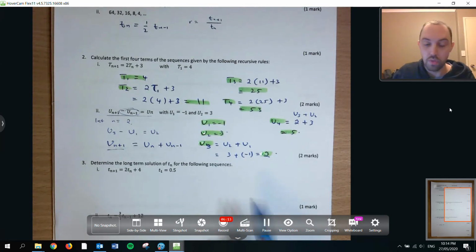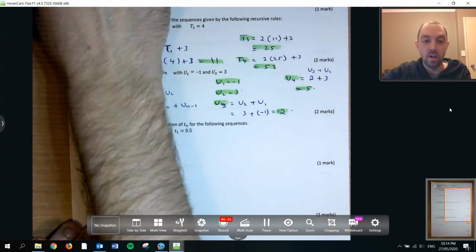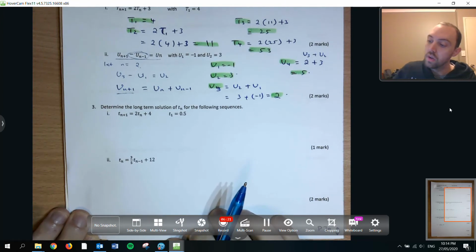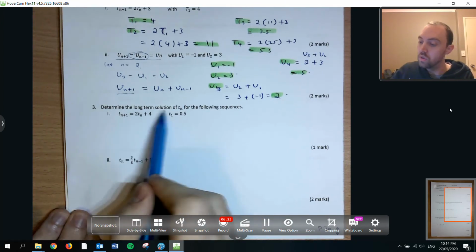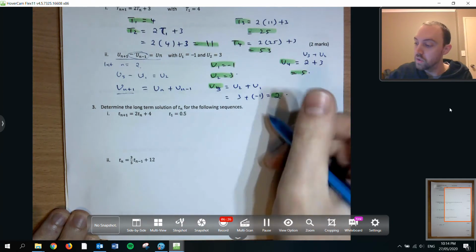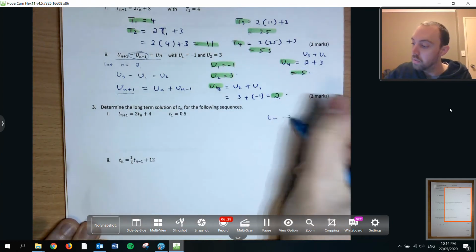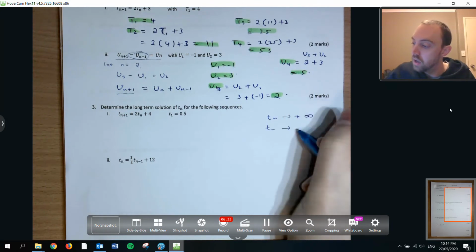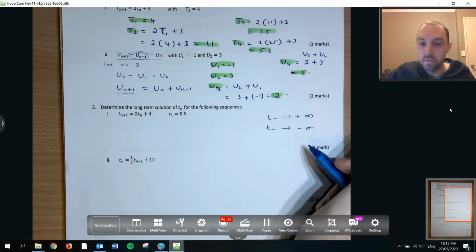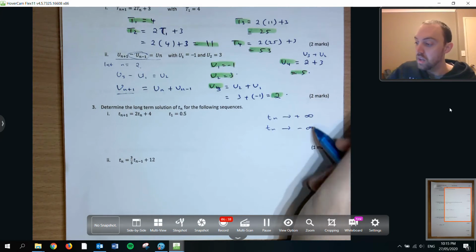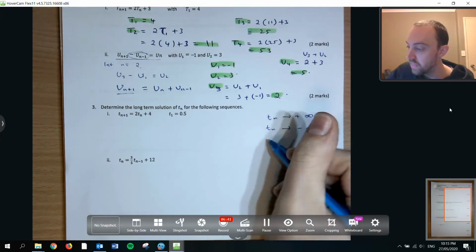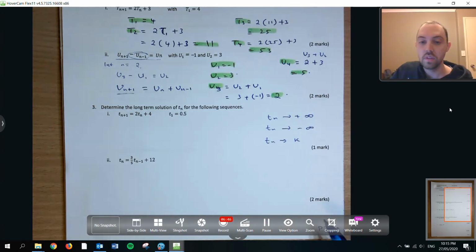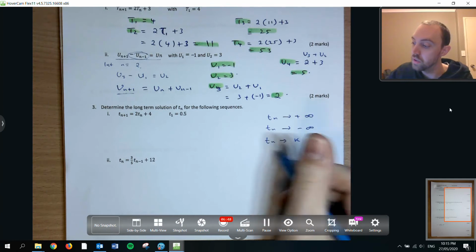Okay, question 3. We are looking at long-term solutions for Tn. So with long-term solutions, you can have a few different ideas. You can have it approach positive infinity. Okay, it gets increasingly bigger. You can have it approach negative infinity. Okay, it gets increasingly large, but in the negative side of things. You can have Tn approach some number. Okay, that's your steady state solution.